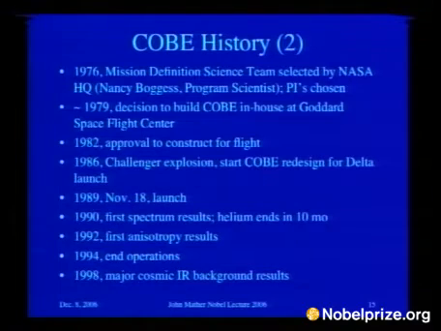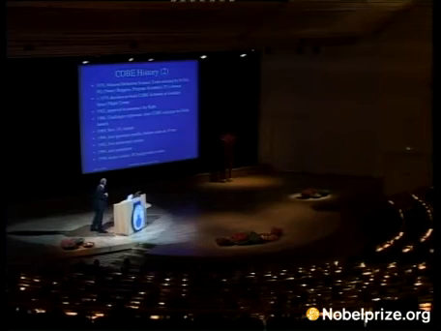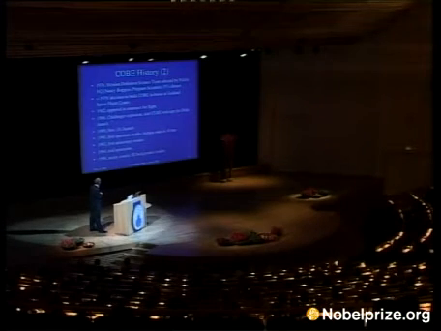In 1982, it was approved that we would build this project, but then in 1986, the Challenger space shuttle exploded, and we had to redesign the entire project because it was supposed to be launched on a space shuttle. It was somewhat of a miraculous thing because we had to lose half the weight of this original design in order to get it onto a Delta rocket.